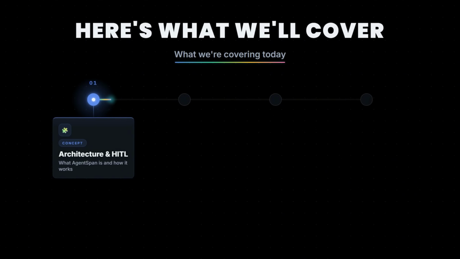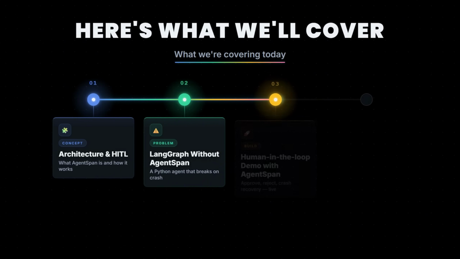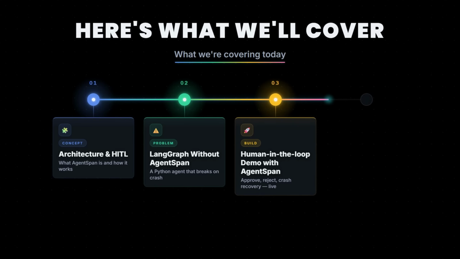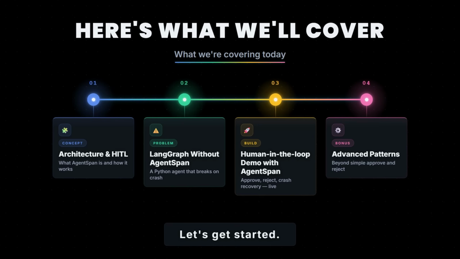Now, here's what we'll cover. We'll use Agentspan and understand what Agentspan is, its architecture, and how human in the loop exactly works behind the scenes. Then we will briefly cover a LangGraph based agent Python script and see how it works without Agentspan. Next, we will see how to integrate Agentspan, and I'll demo the human in the loop. And finally, we will go through some advanced patterns which are beyond just the simple approve and reject pattern.